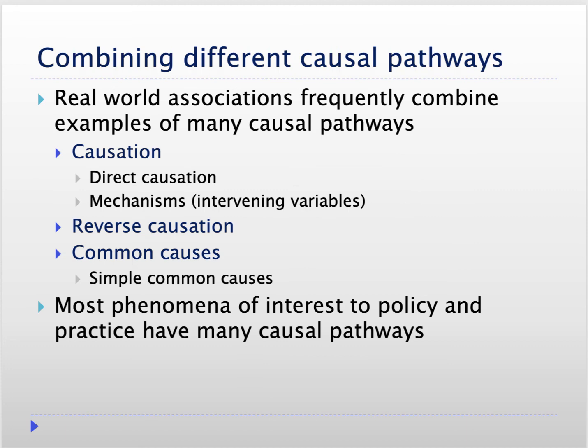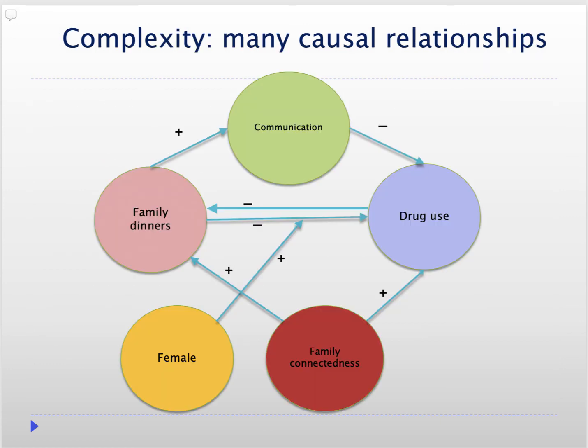So, like you knew, the real social world is very complicated. Real world associations combine many types of causal pathways: direct causation, mechanisms, intervening variables, reverse causation, common causes, simple common causes. There can be more complicated paths as well. Most phenomena of interest have many causal pathways. So here's what we see for family dinners and drug use. I'm sure you can think of even more.